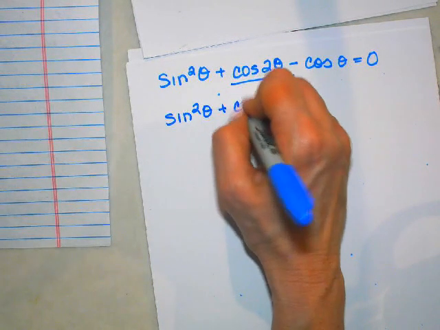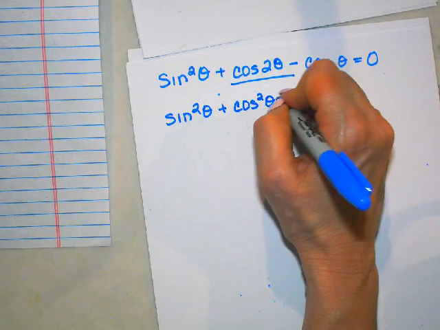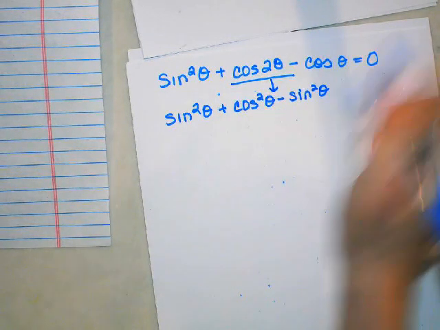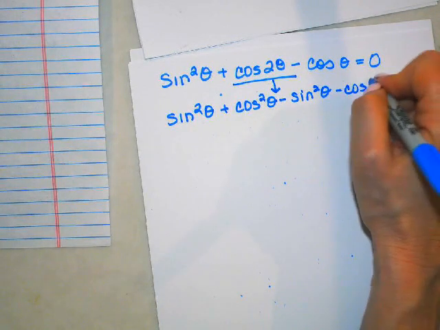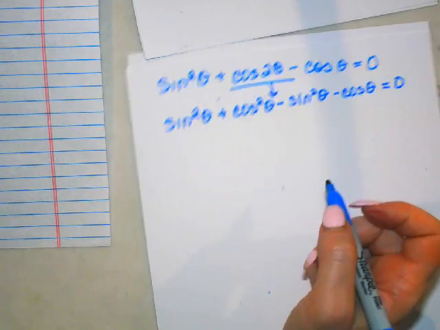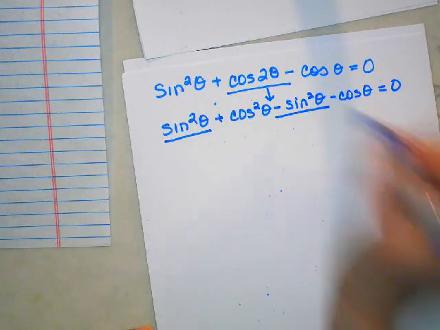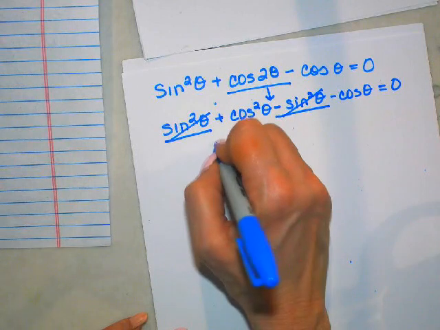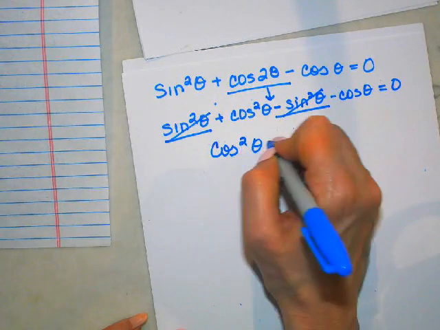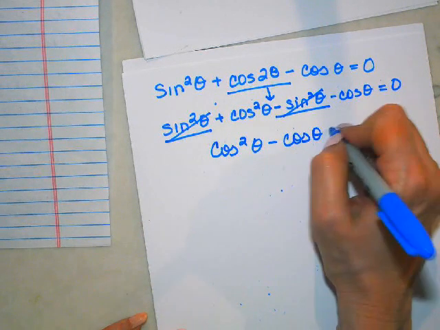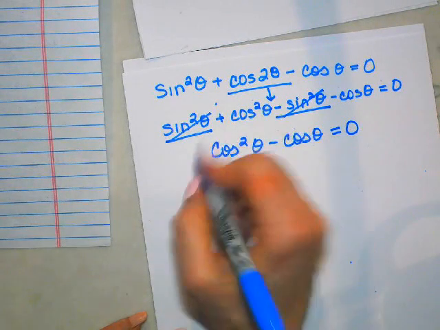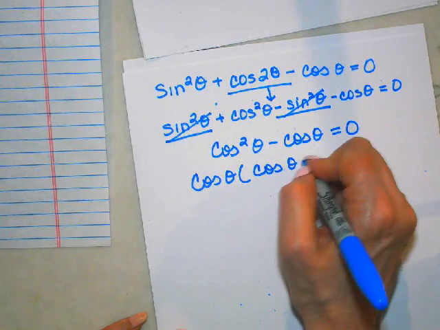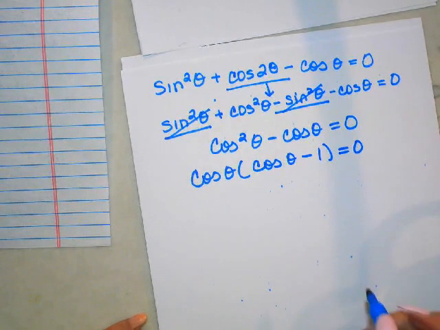So sine squared theta plus cosine squared theta minus sine squared theta. This is the substitution for that. Minus cosine theta equals 0. Well, I have a sine squared theta and a negative sine squared theta. When I combine them, they cancel out. Yay! And I'm left with cosine squared theta minus cosine theta equals 0. I look at this, I could factor out the cosine, and I'm left with cosine of theta times cosine theta minus 1.